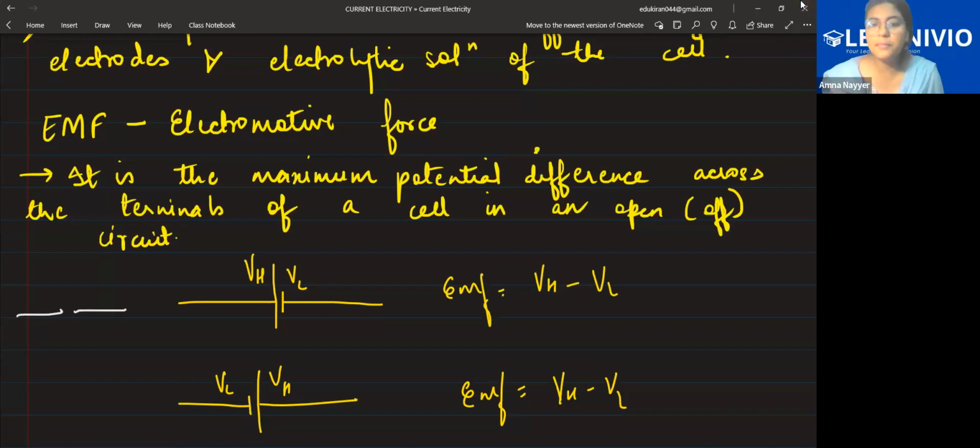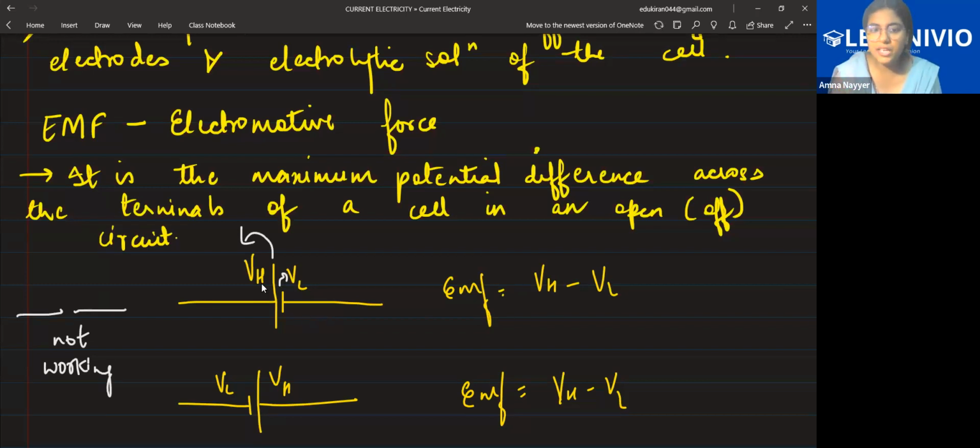So it is the maximum potential difference across the terminals of a cell in an open or off circuit. I told you, when the circuit is open, it is off. Off means this circuit is not working. Now see, this is the battery. This longer one represents the higher potential, and this shorter one represents the low value of potential. So high potential, low potential.